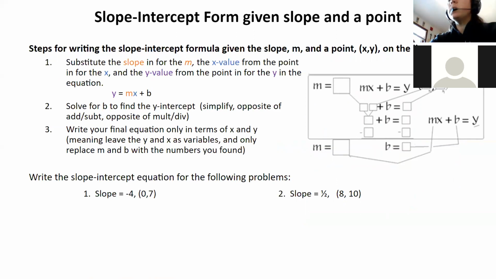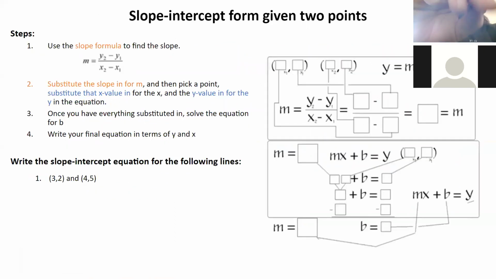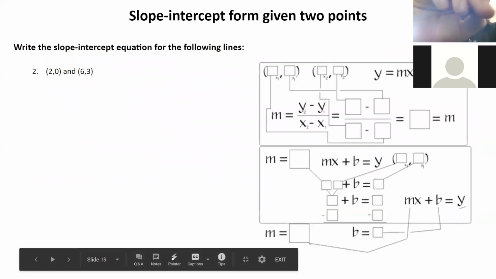I think we'll do this one next time: slope intercept form given a slope and a point. For now, if you're given a slope and a point, I just want you to use point slope. There is a way to do it, but for time purposes, we'll do it later.